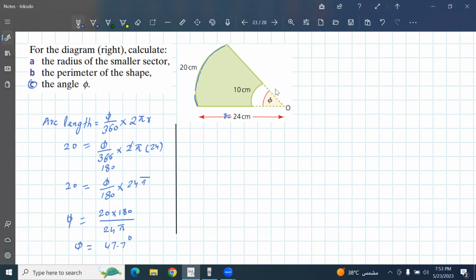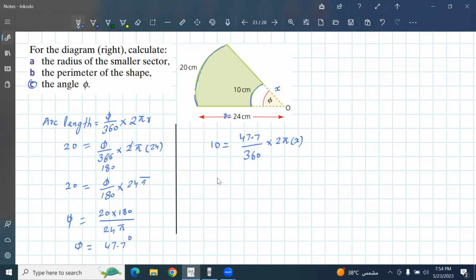So how to calculate this radius? Let's suppose this is x, and the arc length, we know that it is 10. So we can say that 10 is equal to the angle, which is 47.7 over 360 multiplied by 2 pi x. x we are looking for, which is the radius of the smaller sector.